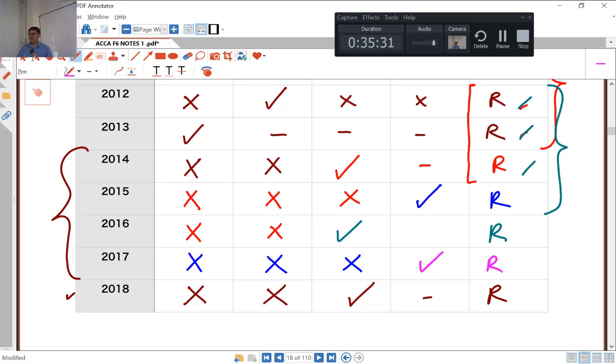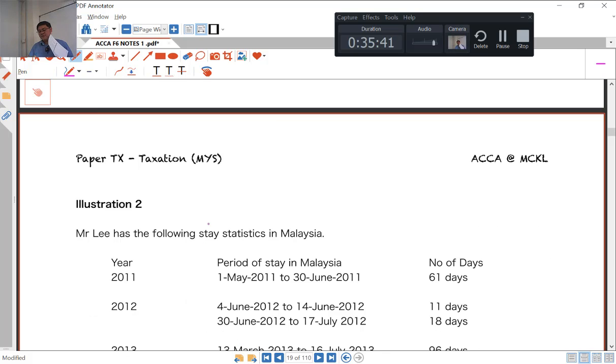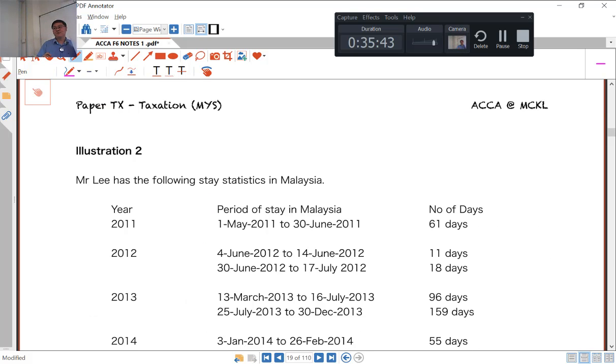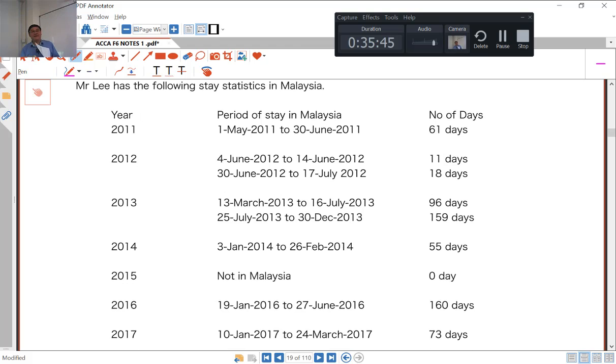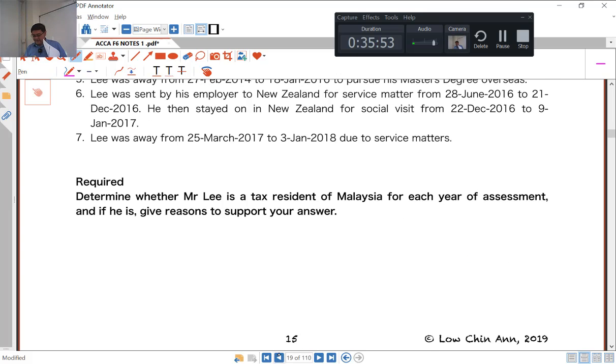It's not really tough, all right? So long as you remember the rules and you know how to apply them, that's fine. So as your homework, Chinese New Year, very boring, nothing to do, then you do illustration 2, okay? When your parent or relative asks you all the questions you don't want to answer, you take the homework out, okay?